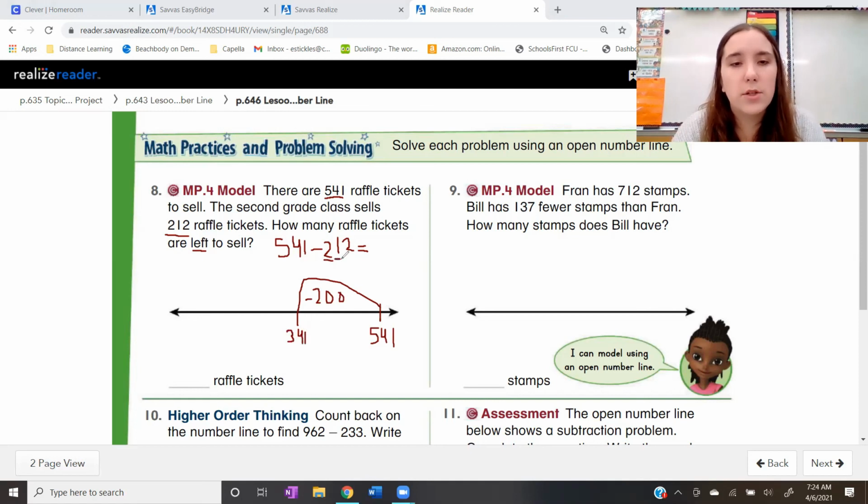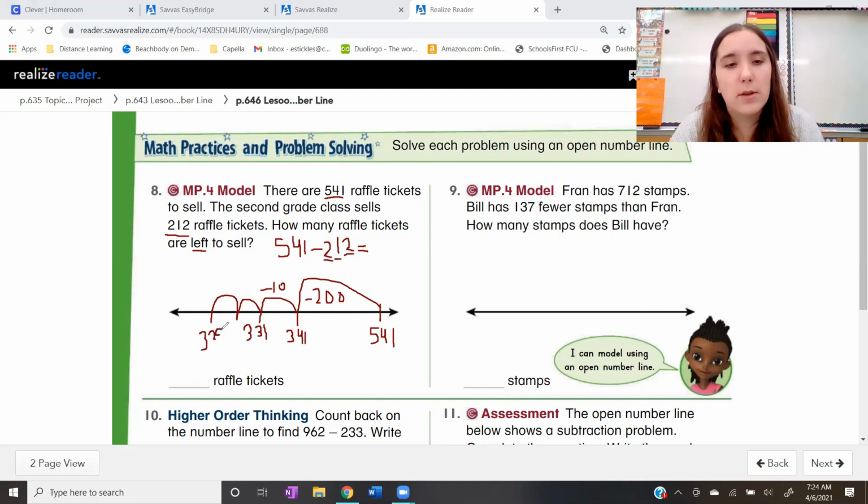There's only 1 10 in 212, so I'm going to make 1 jump of 10, minus 10. I had 4 10s in 341, and I took away 1. 4 minus 1 is 3, so I have 300s, 3 10s, and 1 1. And then last but not least, I got to do those 1s. I have 2 1s to take away, so I know that if I did 331 minus 1, that'd be 330. Minus another 1 would be 329.